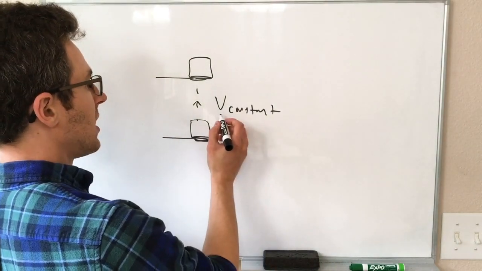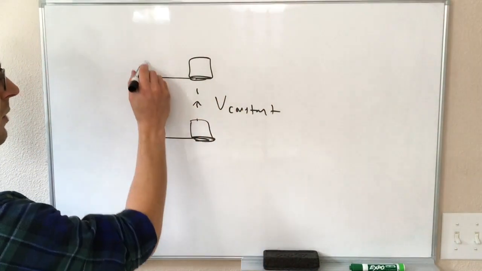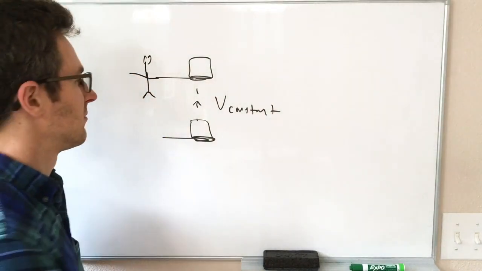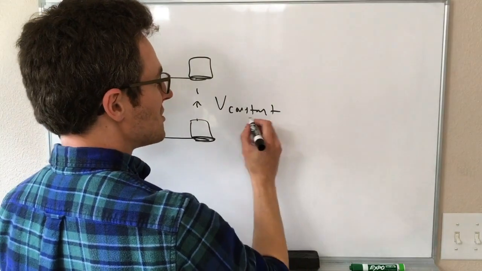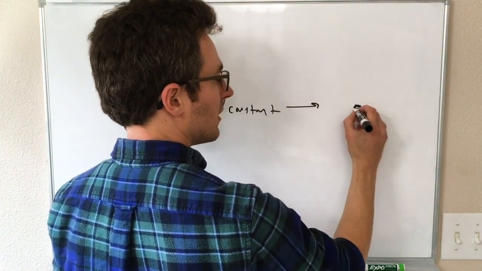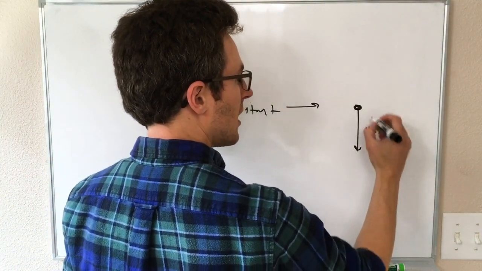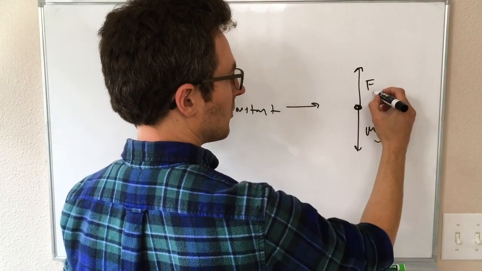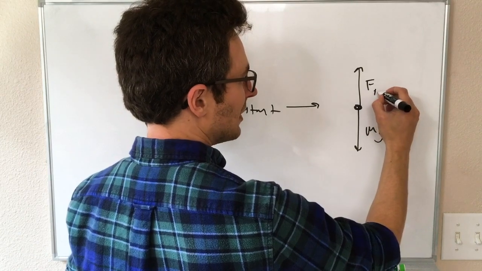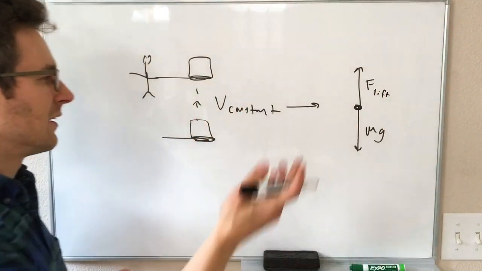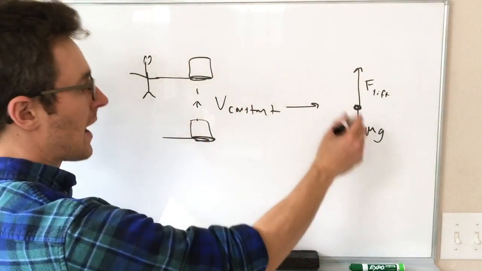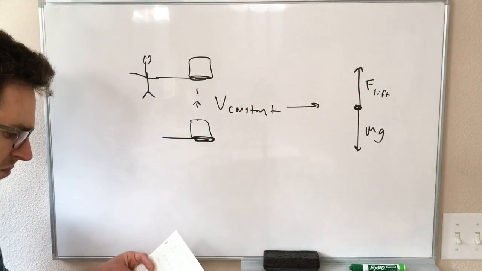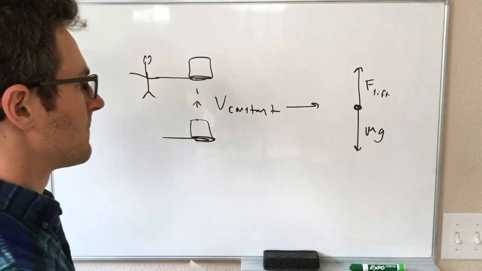So the fact that this velocity is constant, this is supposed to be my hand, by the way, like a stick figure hand. Anyway, the fact that this is constant means our free body diagram has to look like this. mg down, and we can call this F external or F lift, the hand lifting it up. And these two have to be equal if we're doing this at a constant velocity.